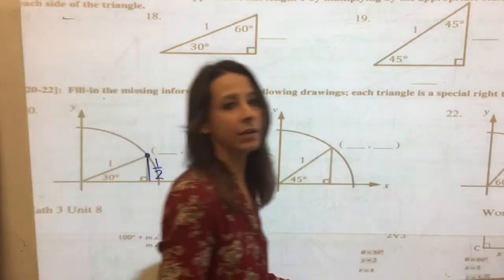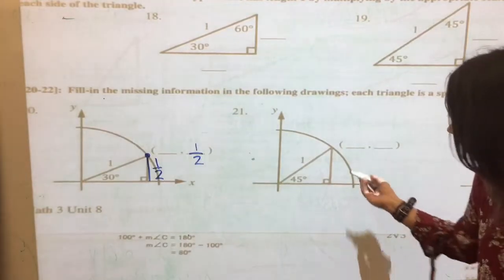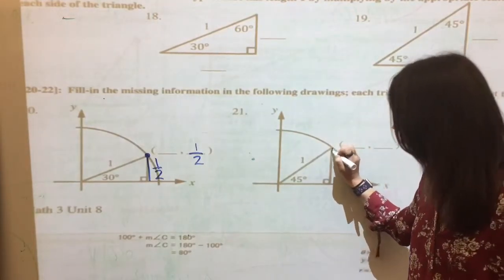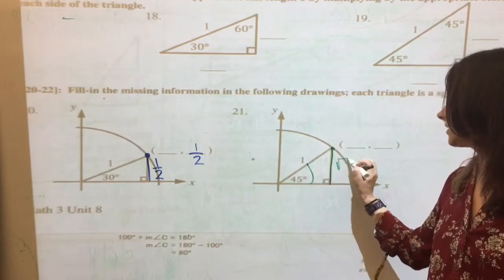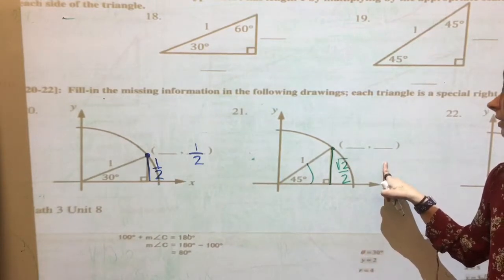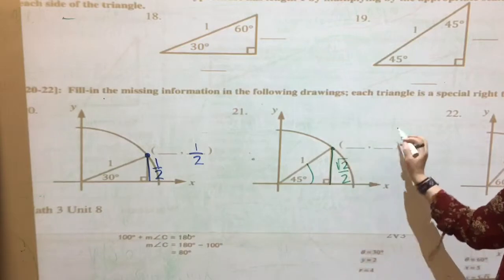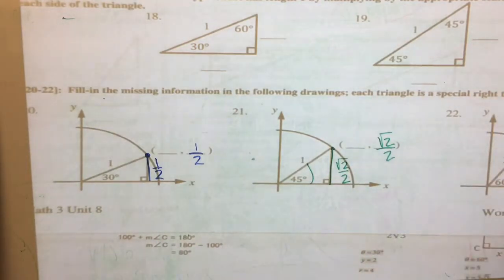Okay? Good. All right. And Zach, can you tell me what is always opposite the 45? Root 2 over 2. And is that an X coordinate or a Y coordinate? It's a Y, because again, it's the height. It's the vertical. Okay? Excellent. And then I need another one here. Okay, so I need to figure out what this one's going to be.